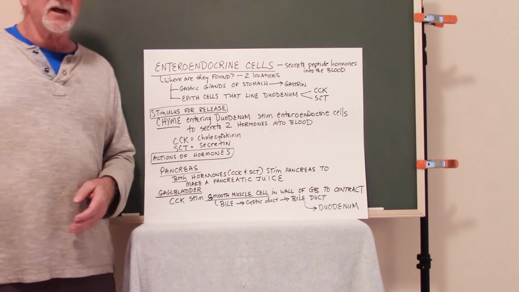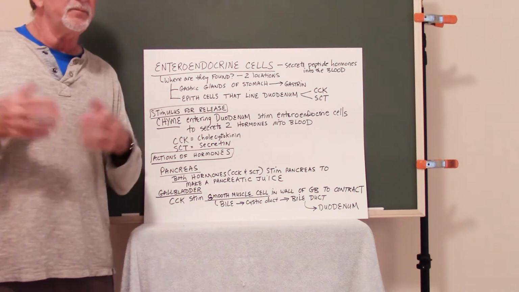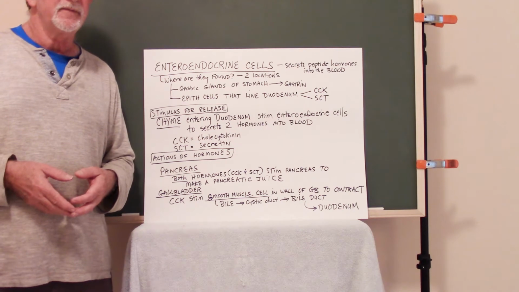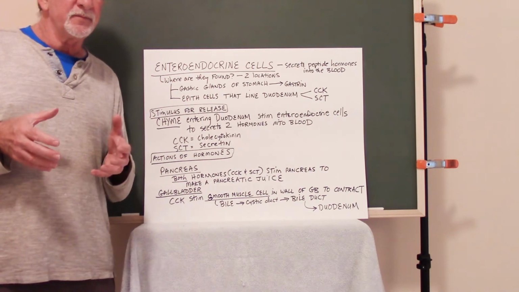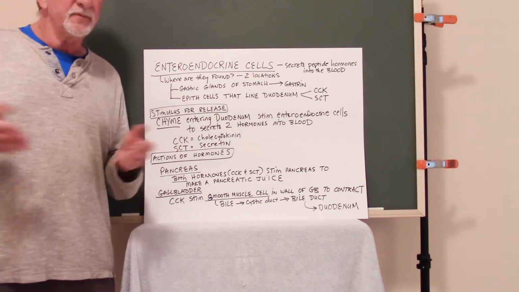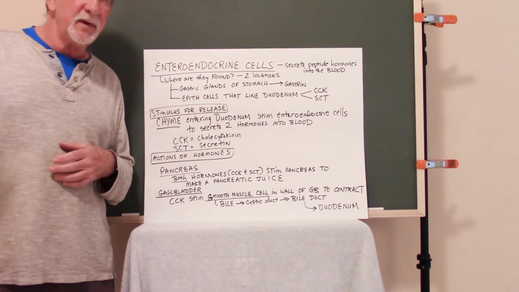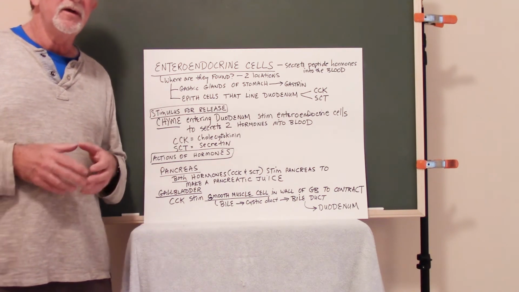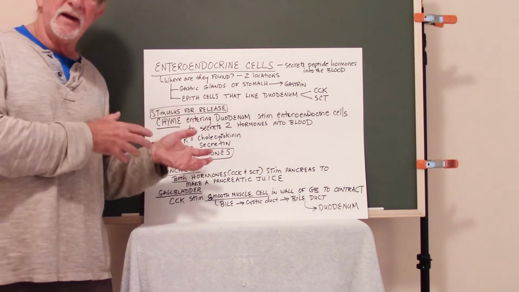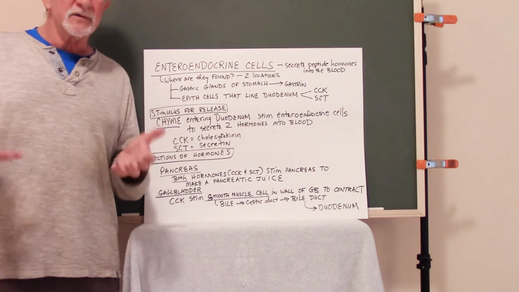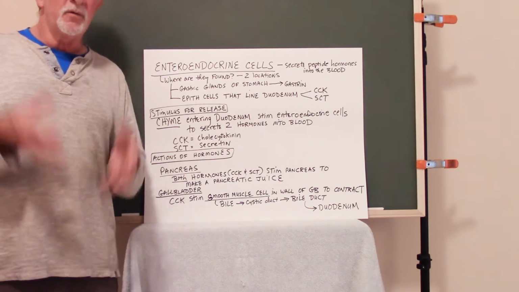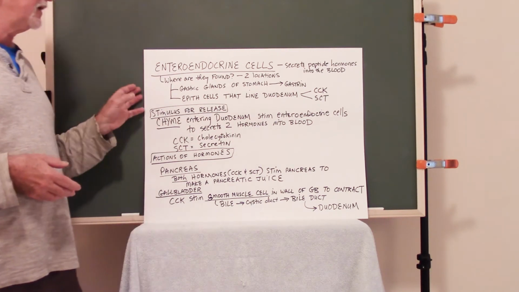So cholecystokinin and secretin are 2 peptide hormones that are produced by enteroendocrine cells of the duodenum and secreted into the blood, and the blood carries them to the pancreas and the gallbladder, where they promote the formation of a pancreatic juice and the movement of bile with the bile salts into the duodenum of the small intestine.